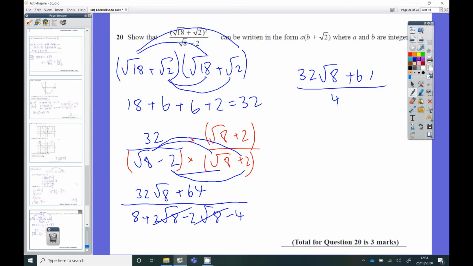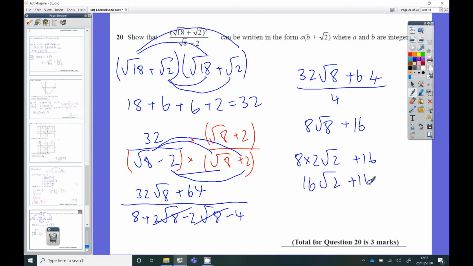So we can go and divide both our terms in the numerator by 4. 32 divided by 4 is 8, so we've got 8 root 8, and 64 divided by 4 is 16. Now root 8 is root 4 times root 2, which is 2 root 2. So we can replace that root 8 with 2 root 2. So we've got 8 times 2 root 2 plus our 16. Now obviously 8 2's are 16, so we've got 16 root 2 plus 16.